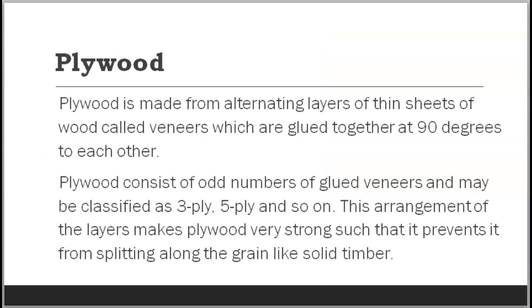Let us look at plywood. This is made from alternating layers of thin sheets of wood called veneers, which are glued together at 90 degrees to each other. Now, plywood consists of odd numbers of glued veneers and may be classified as 3-ply, 5-ply, 7-ply, and so on. This arrangement of the layers makes plywood very strong, such that it prevents it from splitting along the grain like solid timber.